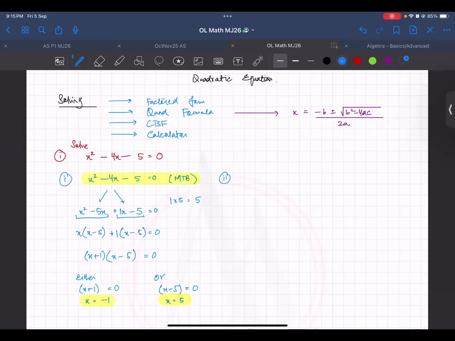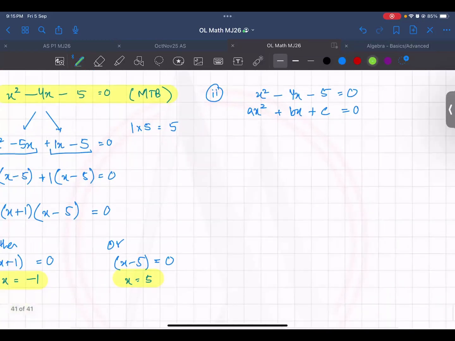And what do you do? You have the equation. You compare your equation with the general form, ax square plus bx plus c is equal to 0. And then you get the values of a, b, and c. So your a is, you can see, 1. There's nothing. The coefficient of x square is 1. b is minus 4 and c is minus 5.